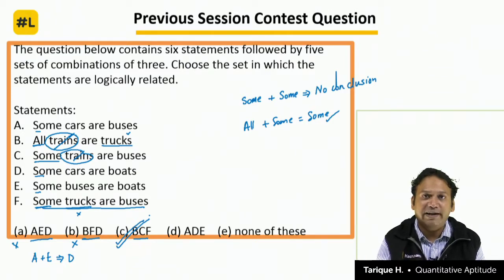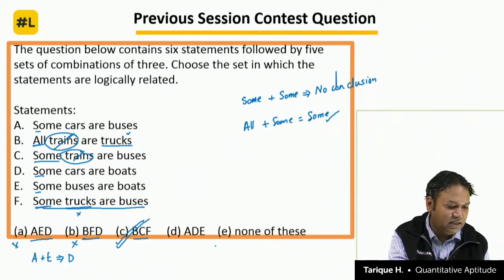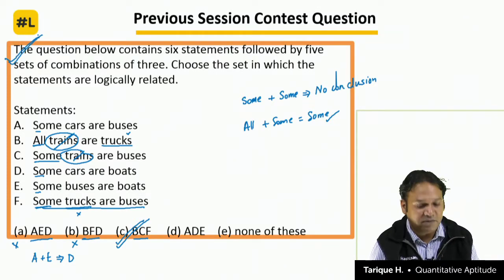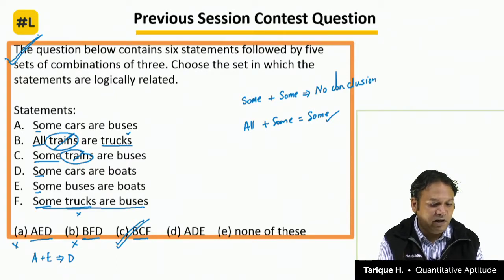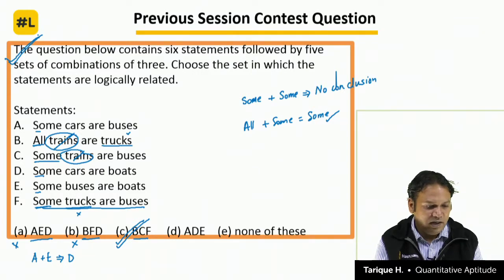So without making Venn diagrams, because if you start making Venn diagrams for every option here, it will take too much time. That is why we had discussed this rule of distributivity and also advanced rules of syllogism, particularly for handling the latest type of question, and this is the latest type of question that you can expect in this year's IBPS prelims examination. If you get a question from syllogism, it will very likely be like the one that you see on the screen. Okay, alright. So this is the previous session contest question.